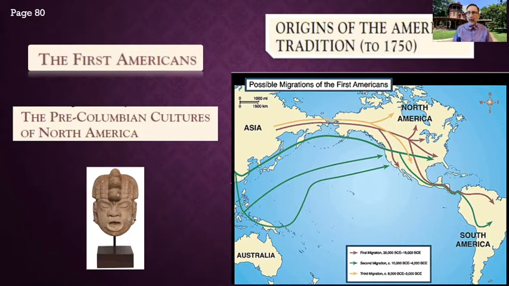We call the period of time before the arrival of Columbus in the New World the pre-Columbian time. And as you know, we believe that Native American people arrived on this continent from Asia. And there are different theories. Some believe they sailed from Polynesia on rafts, really advanced rafts.